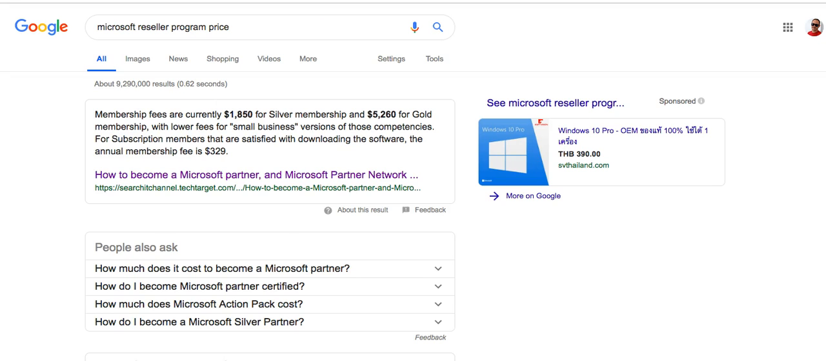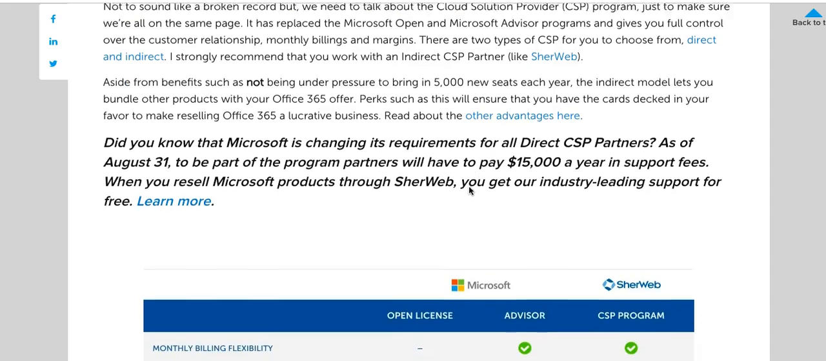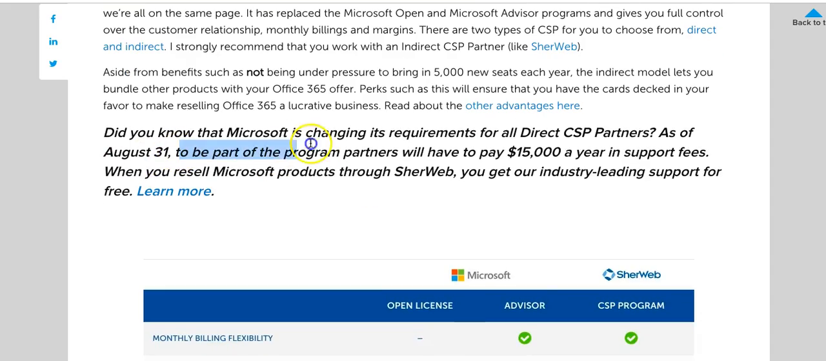Anyway, let's go with Microsoft 365, and as you see here, to be part of the program, partners have to pay $50,000 a year in support fees. What that means is someone has to pay $15,000 per year to Microsoft, which allows them to resell Office 365. That's actually the whole concept. You pay for reseller licenses, and with this reseller license you can act as an official salesperson in the name of Microsoft by selling one of their products.